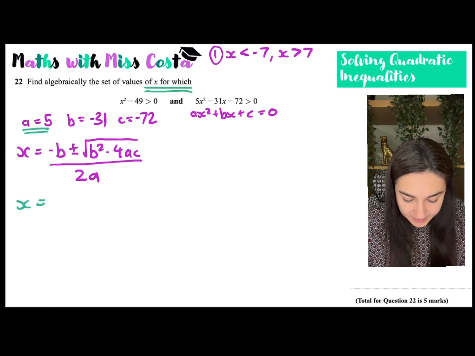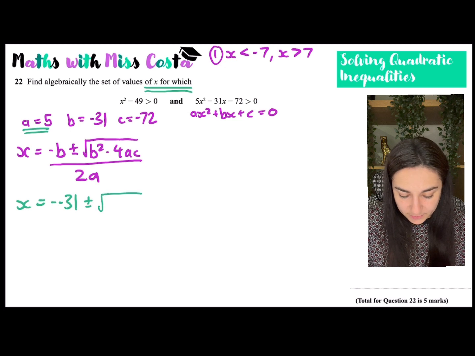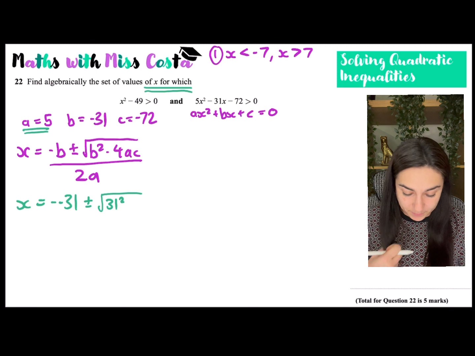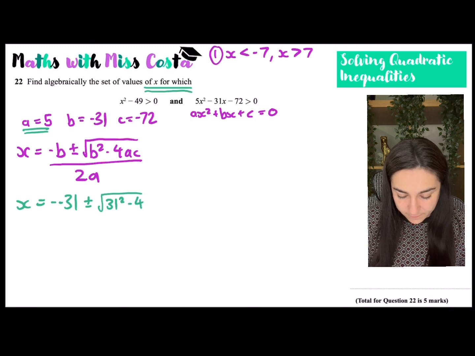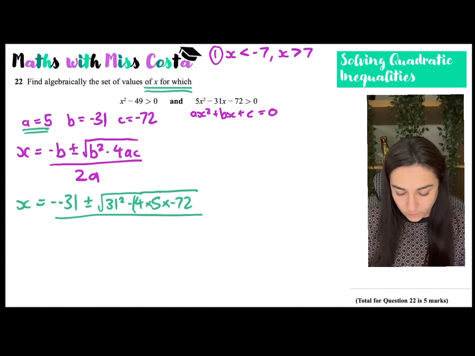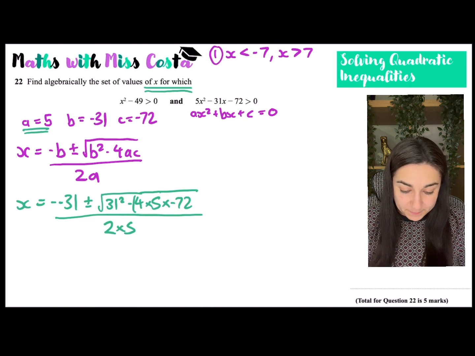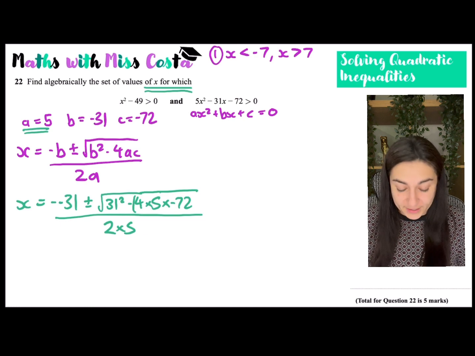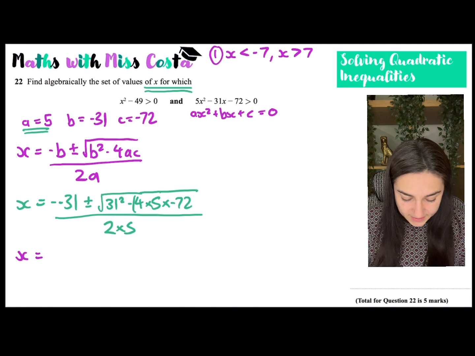So x must be minus b, so minus 31, plus or minus the square root of b squared. So I'm just going to write 31 squared because I know a negative times a negative is a positive. Take away 4ac, so 4 times a, which is 5, times -72, and this is all over 2 times 5. So now I just simplify it. You could whack it into the calculator. I'm just going to show you what it would be. So that would be 31 plus or minus.